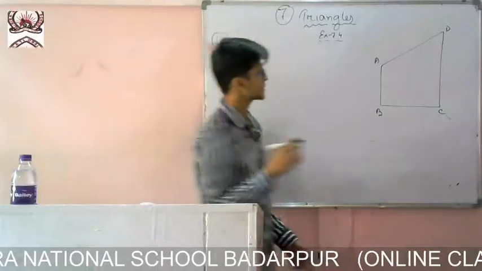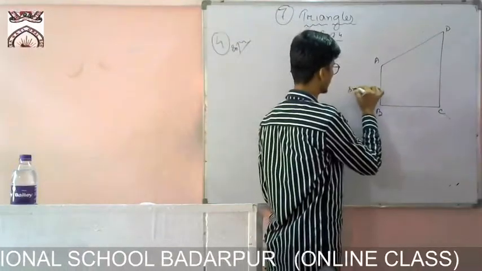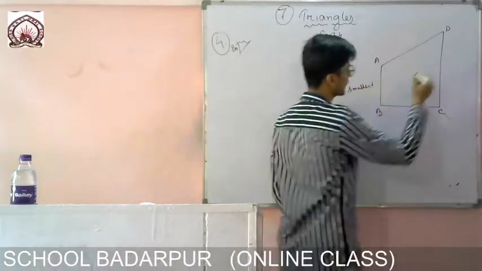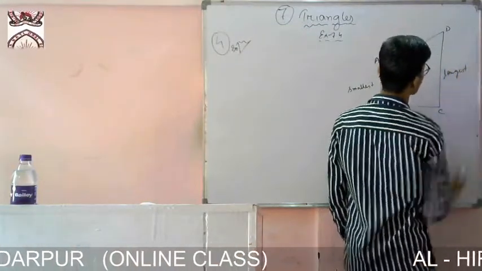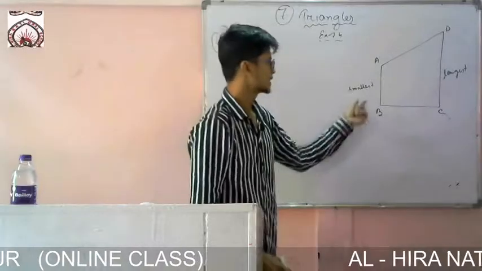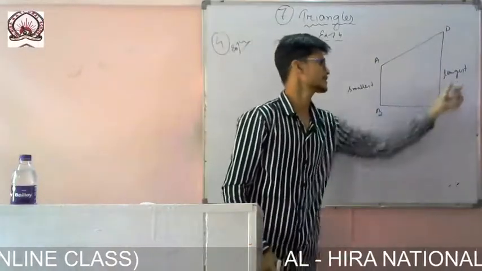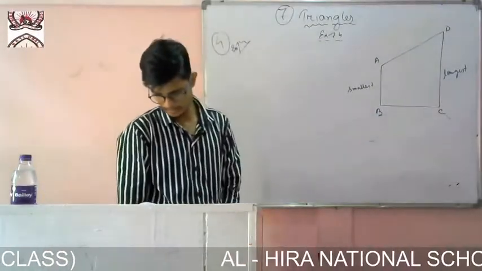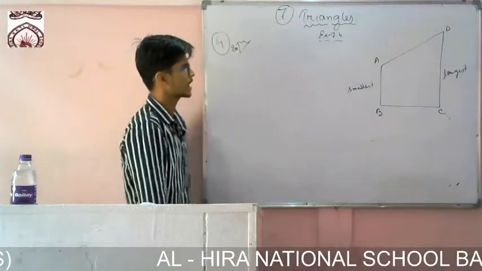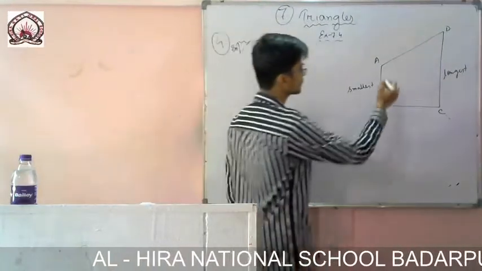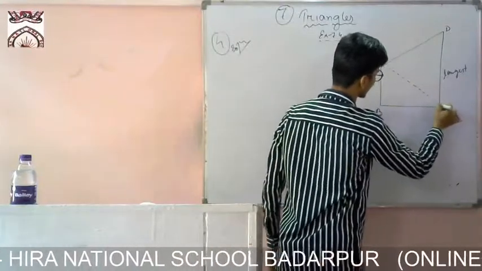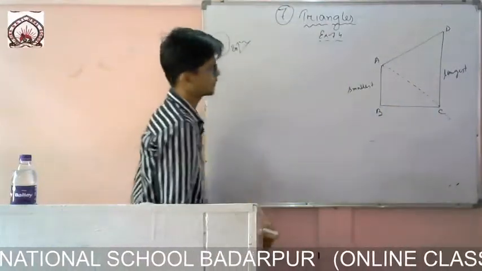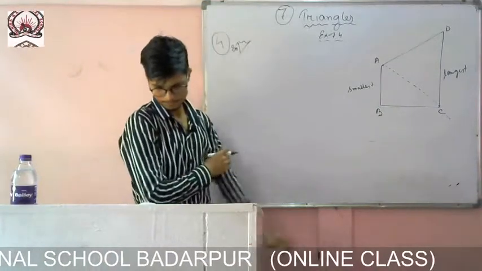That means AB is the smallest side and CD is the longest side. In this whole quadrilateral, this is the smallest side and that is the longest side. Now to solve this one I have to make two triangles. So I join AC. So what is given here first?